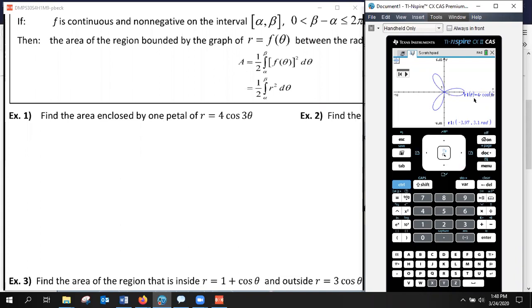Let me see if I can move that. It's not allowing me to. Okay, whatever. If you notice that it's 3 theta, which means we should only see 3 petals, and as we continue to trace, we should be able to see that as well.